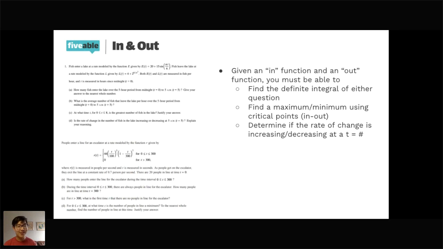That's what's really concerning, because oftentimes you'll have kids who are taking these FRQs so quickly that they see how many fish enter the lake over the 5-hour period, and they think, oh, that's the rate of change. But no, that's actually the number of fish that are entering that lake. So that's where you would do the integral. You also need to make sure that you're finding a maximum or minimum using critical points.